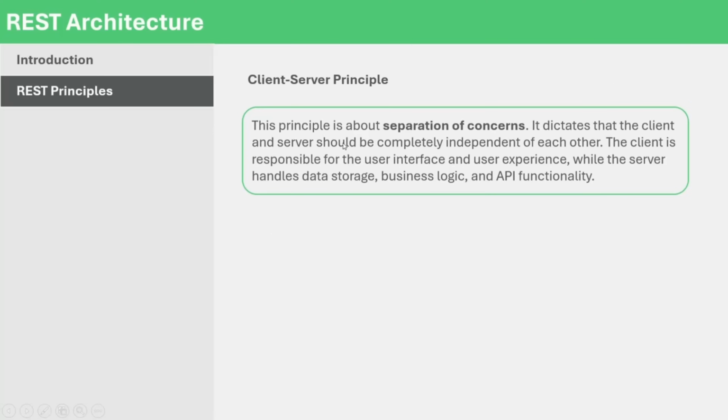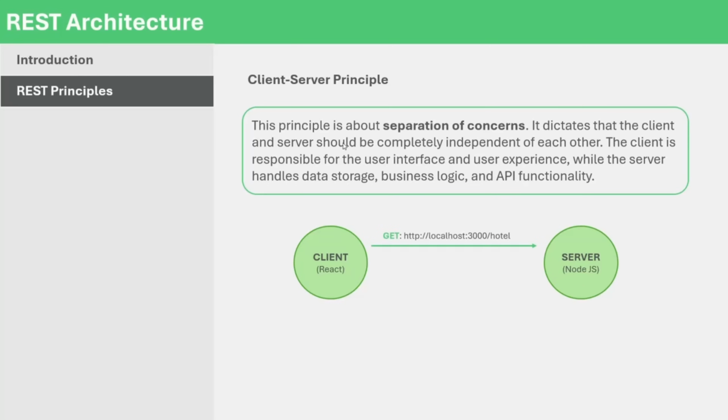So this principle is about separation of concerns. It dictates that the client and server should be completely independent of each other. The client is responsible for user interface and user experience, while the server handles data storage, business logic, and API functionalities. So we have a client and a server. The client can be a mobile app, a web browser, or it can also be another server. Now, the client sends a request to the server and the server sends a response back to the client.